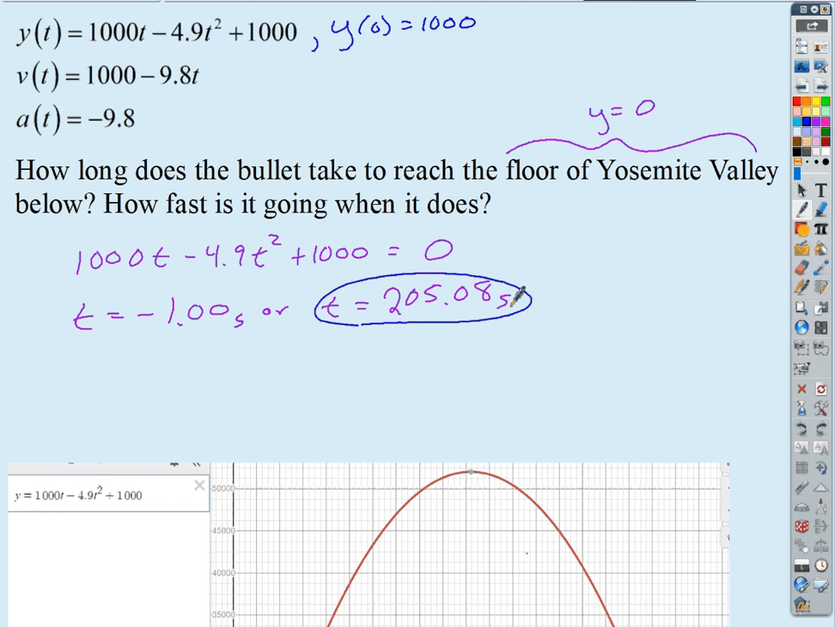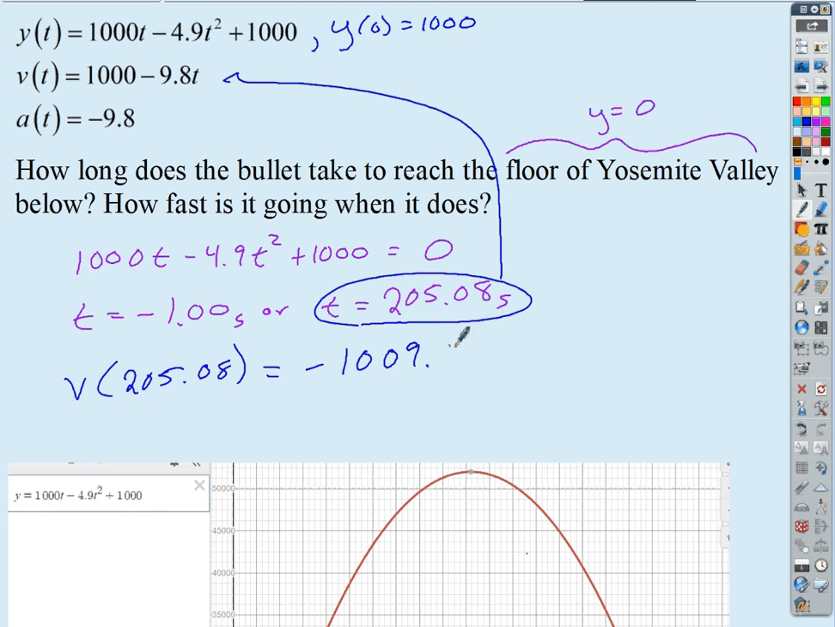And so all we'd have to do to find how fast it's going is plug that in to evaluate the velocity function there. Somebody real quick, what do we get if we do that? So V of 205.08 is what? Negative 1,009.8, and that's going to be meters per second, right?